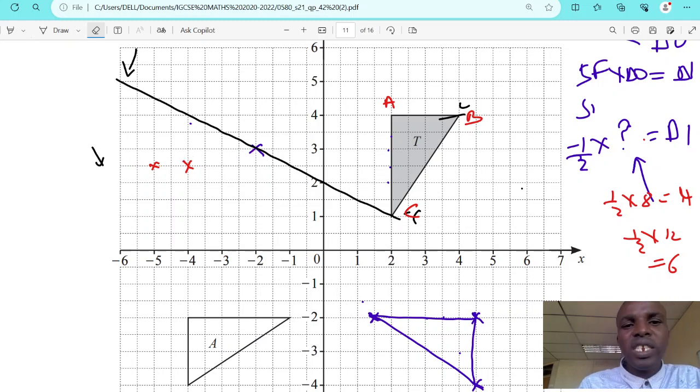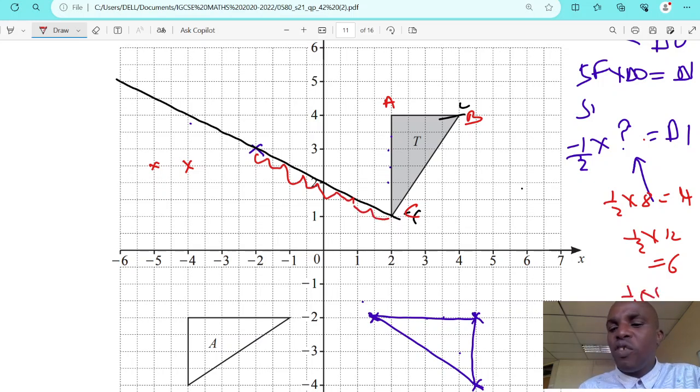The point I have marked is this one, right? Then I'm left with C. C, how many boxes? 1, 2, 3, 4, 5, 6, 7, 8, from the center, please take note. So half of 8 is equal to 4. So 4 boxes on the opposite side: 1, 2, 3, 4. So it's here. That's where the image of C is. So this will be the triangle. It's looking ugly, but that's it.